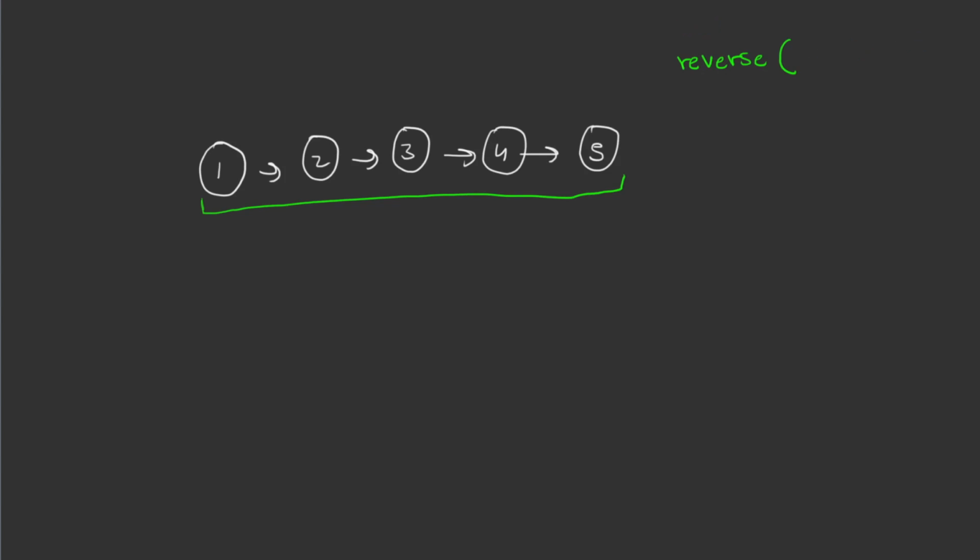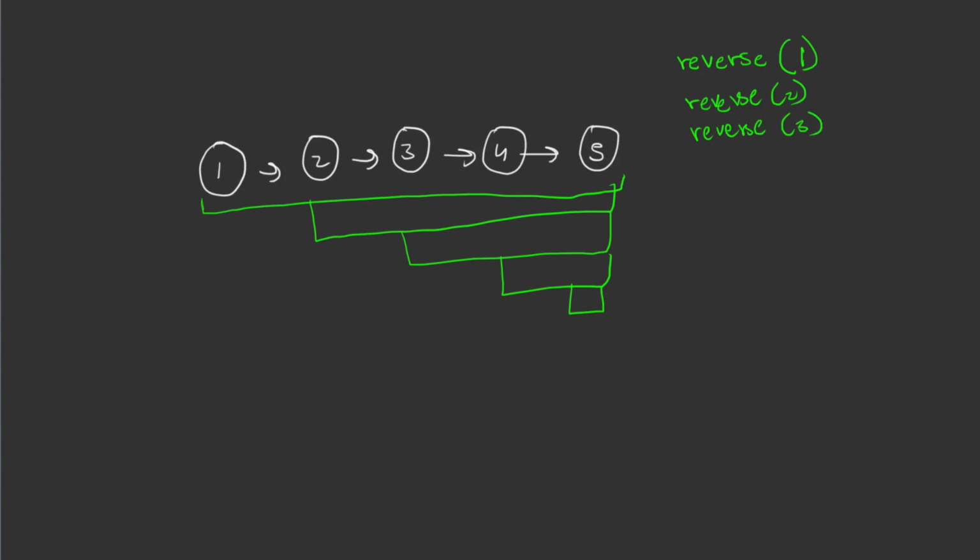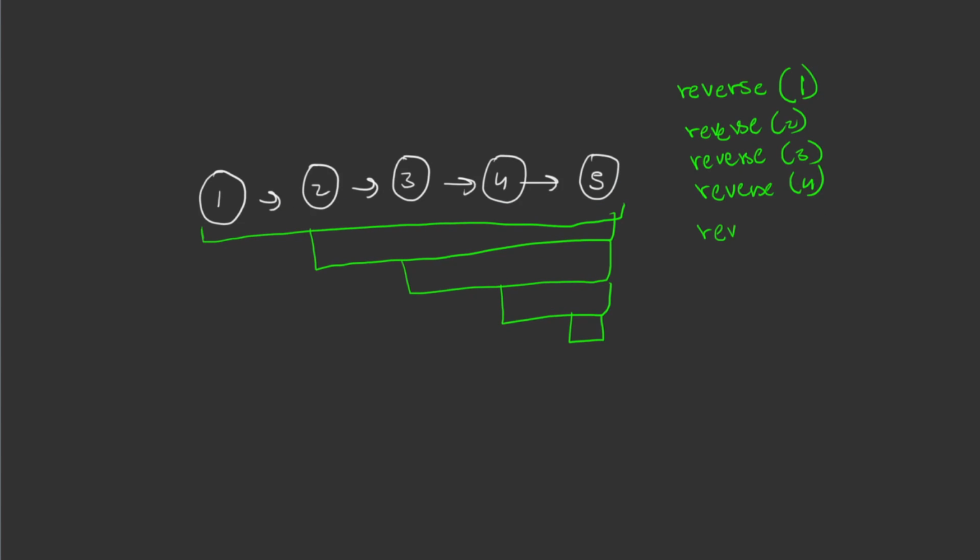So it'll be reverse of 1 to start, right? And that means the entirety of the linked list is going to get reversed. Then we will do this part. Then we will do this part. Then we will do this part. And then lastly, we'll just do 5. So our call stack will look something like this, right? We will have reverse. We'll do reverse of 2. Then we'll do reverse of 3. And then we'll do reverse 4. And then we'll do reverse 5. Okay. So let's see what's actually happening here.